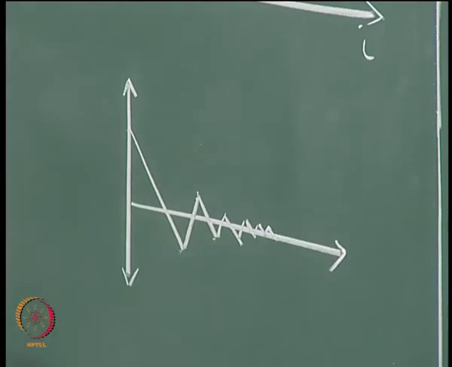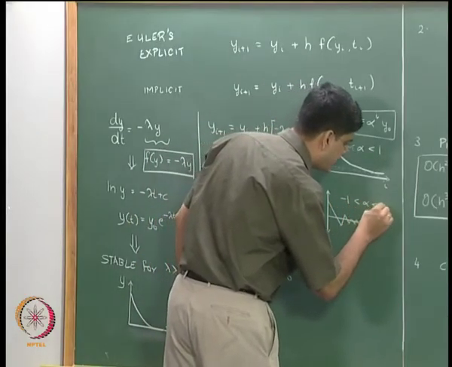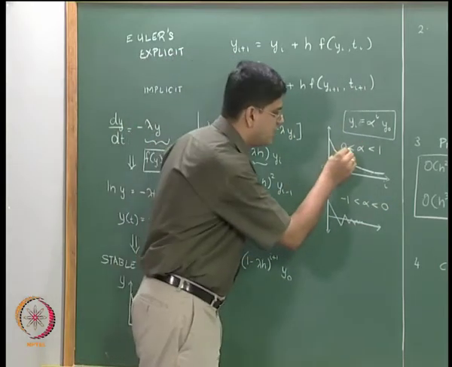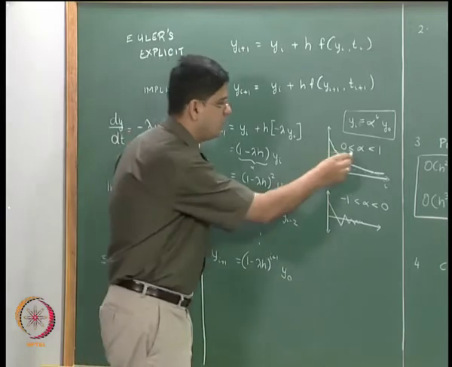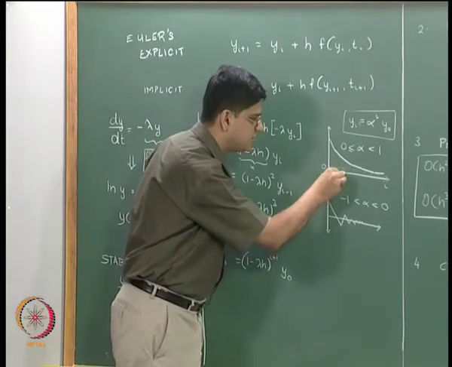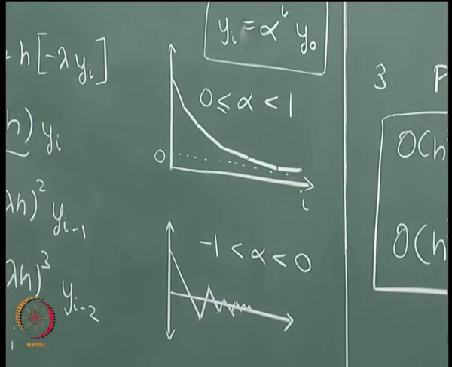So for this behavior we need alpha to be between minus 1 and 0, or actually I should be writing it as less than or equal to. When alpha is equal to 0, at that time we immediately will hit this particular value and then flatten out at y equal to 0.